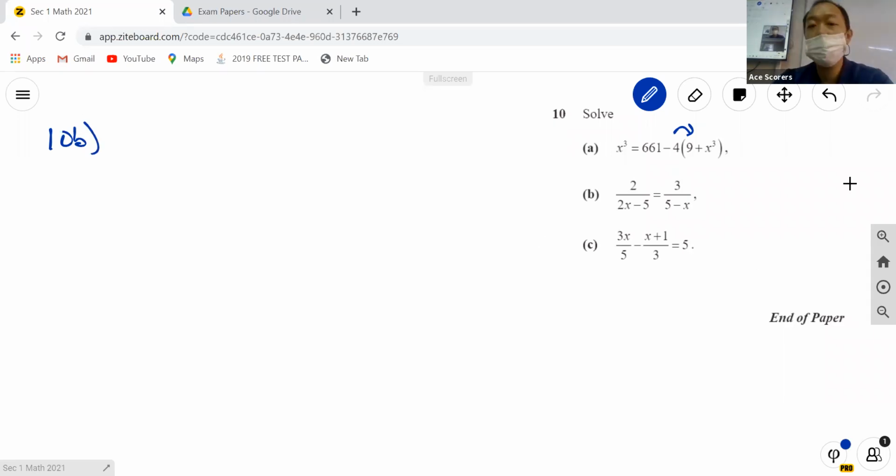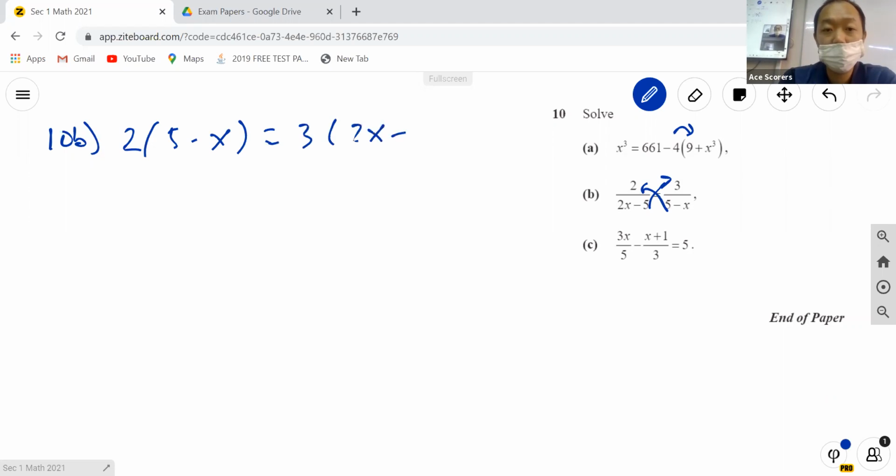So 10B, we've got to do this thing called cross multiply. This times here, and this times here. So we're going to get 2 times (5 minus x) equals 3 times (2x minus 5). Then we get 10 minus 2x equals 6x minus 15.